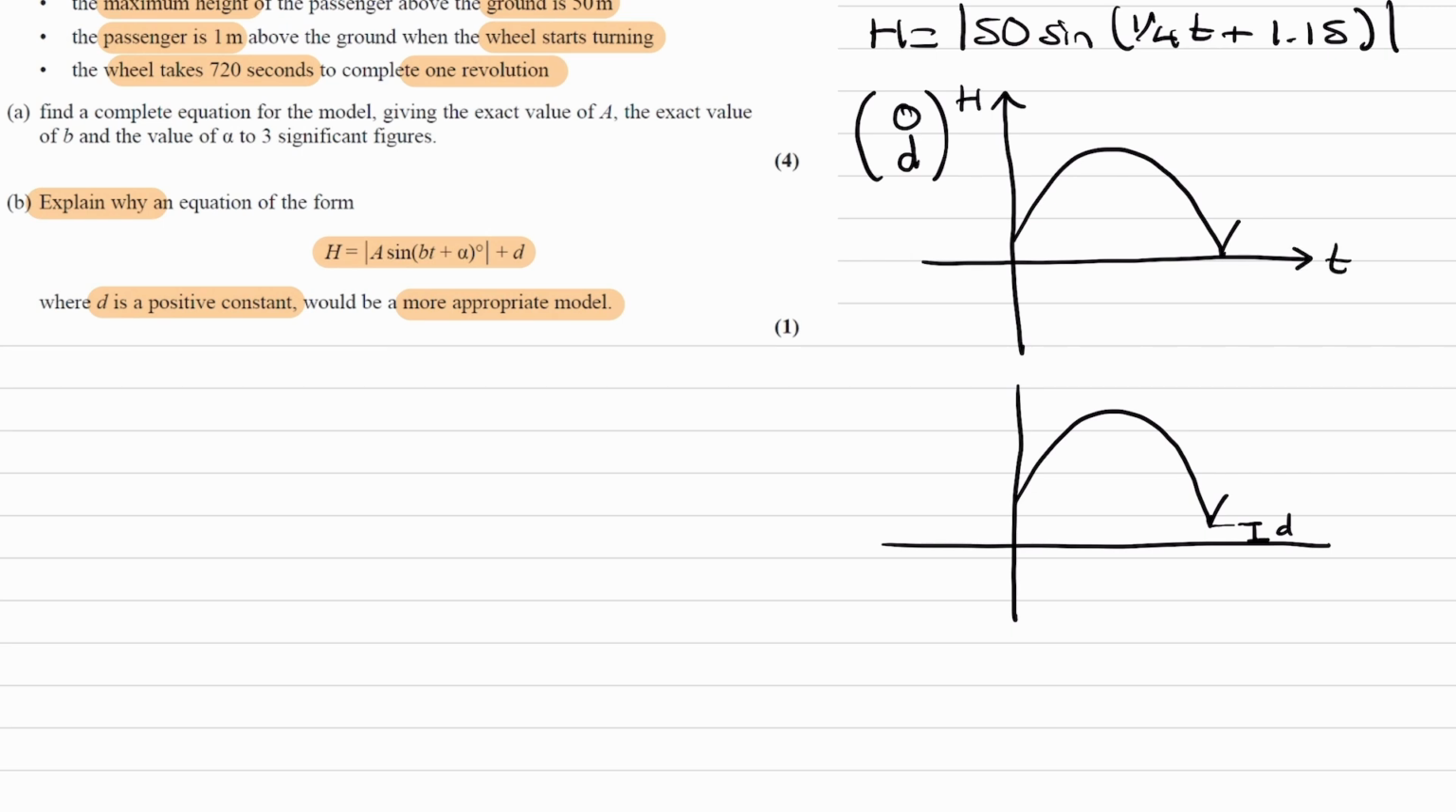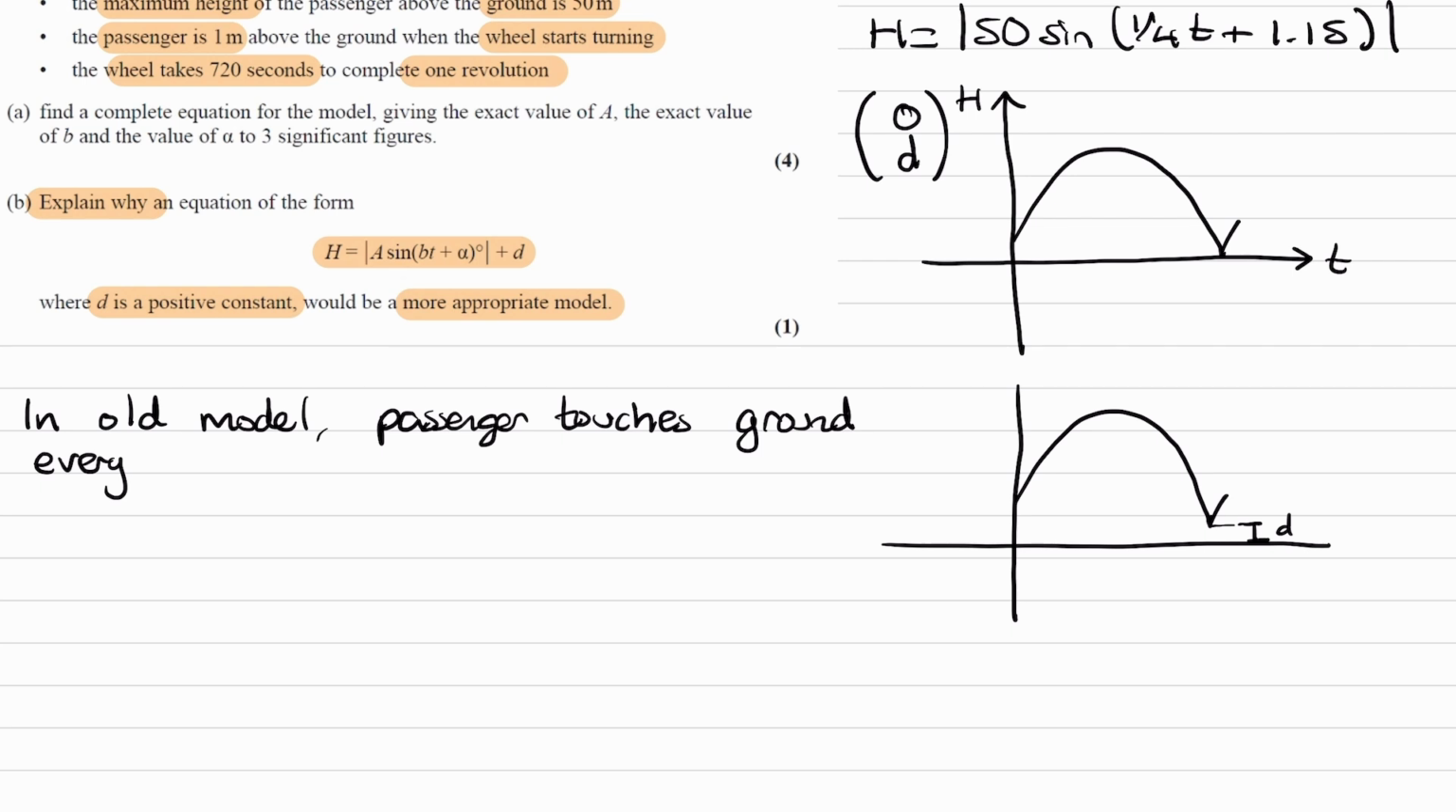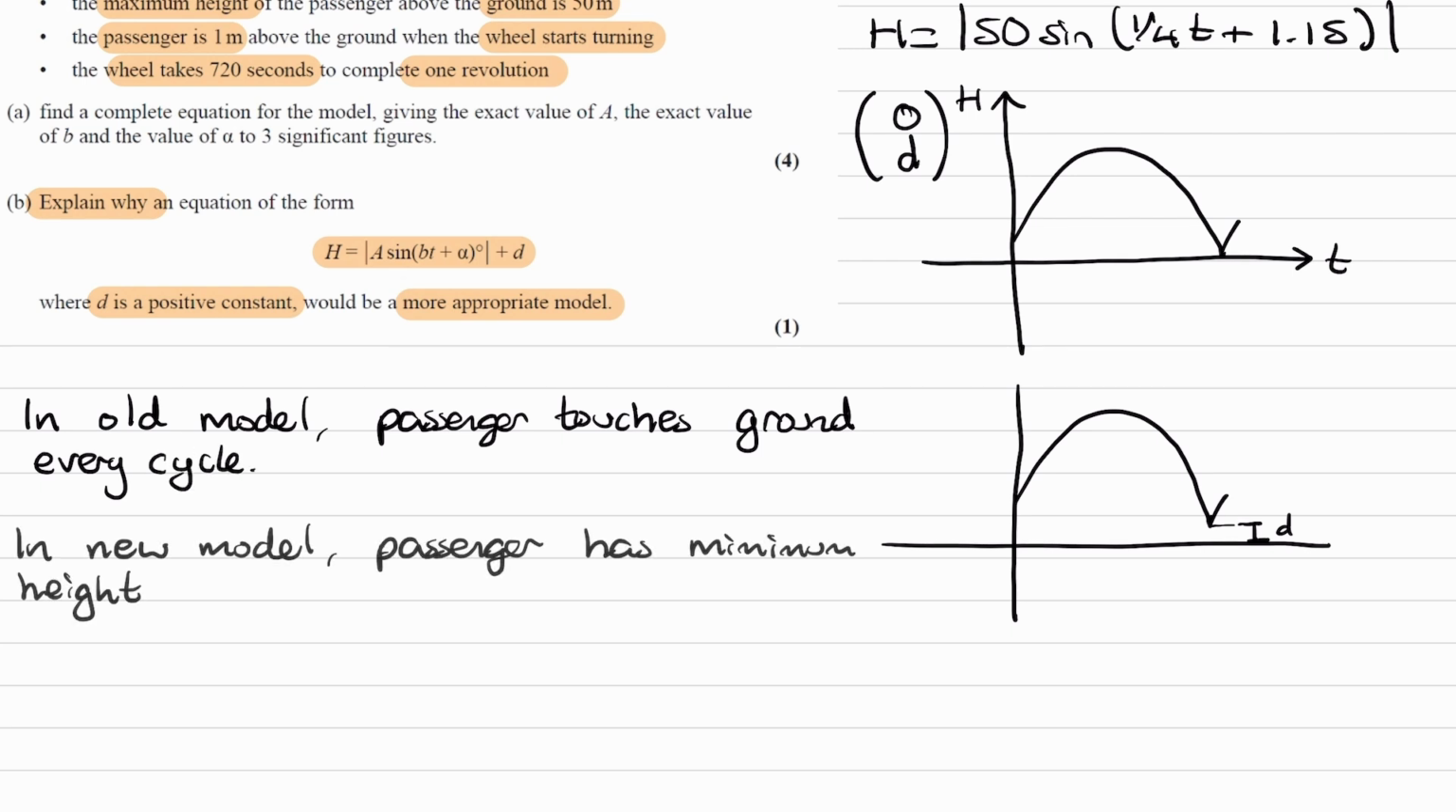In the model that we have over here, we see that every cycle the passenger touches the ground. Because their height above the ground would be 0, that means they're touching the ground. That doesn't make sense for a Ferris wheel. For a Ferris wheel, the person is always elevated above the ground. There will always be some minimum distance above the ground, and this equation here includes that minimum distance above the ground d. So our answer, we can say, in the old model, the passenger touches the ground every cycle. In the new model, the passenger has a minimum height of d above the ground.